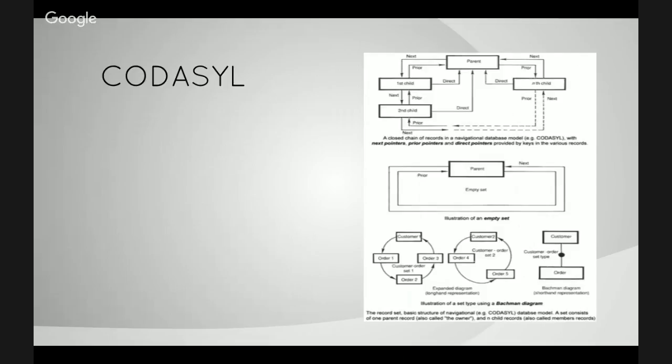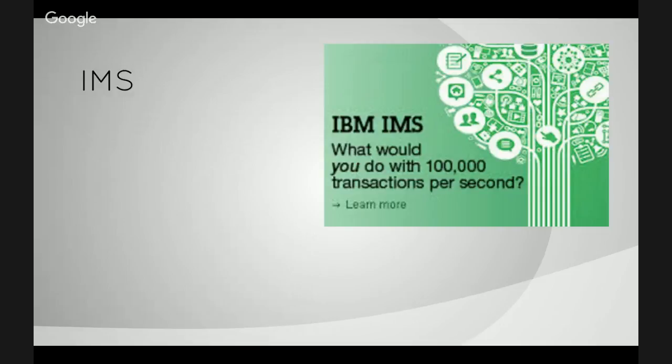CODASYL stands for Conference on Data Systems Languages. It is the standard programming language, and the CODASYL approach includes the use of a primary key, navigating set relationships from one record to another, and scanning records sequentially. IMS stands for Information Management System. It differs from CODASYL because it relied heavily on the hierarchical model rather than the network model.